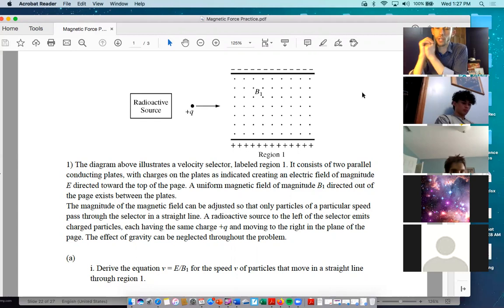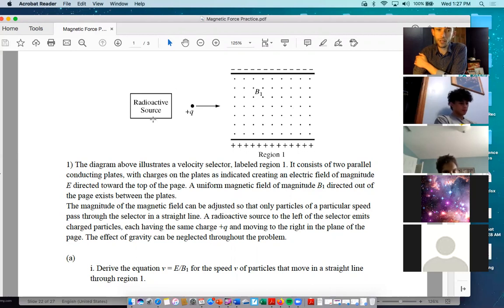Can someone explain why that's true? Only particles moving with a certain precise speed or velocity will be moving in a straight line through this region. Any other particle moving with a different velocity will not. So the force of magnetism cancels out with the electric force. Yeah, exactly. The only way that this thing can move in a straight line is if there's no net force on it to cause a direction change, to cause an acceleration, right?